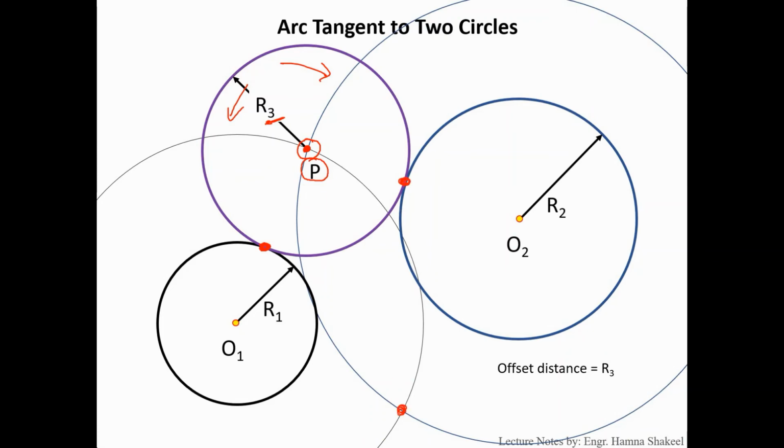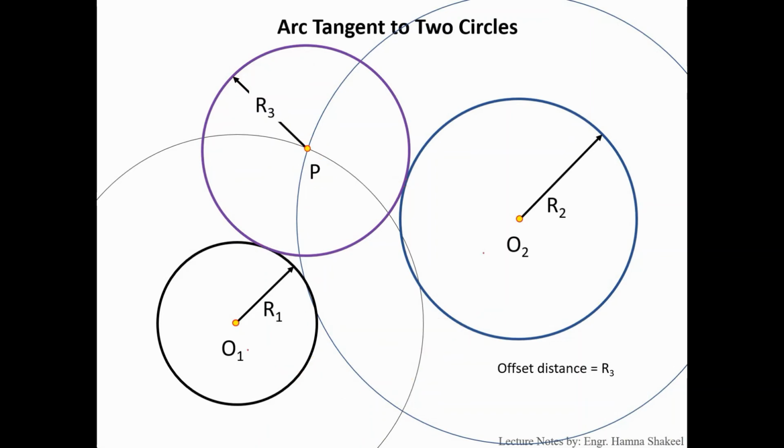Similarly, here you have another point, let's call it P dash. If you draw a circle at this P dash having a radius equal to R3, this will also touch these two circles tangentially, and this point P dash is also on the outside.